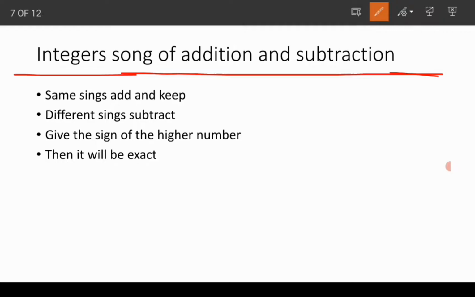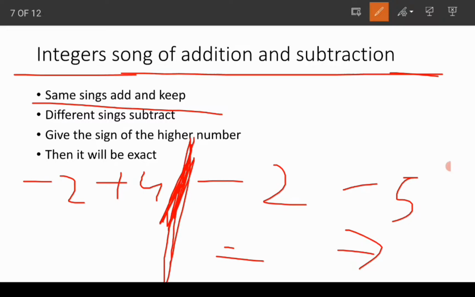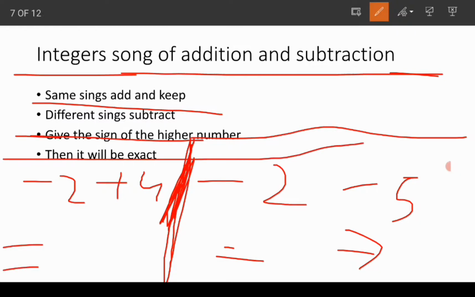Okay, same signs: add and keep. Whenever you see same signs like minus 2, minus 5, you add. Now whenever you see different signs, like minus 2 plus 4, these are two different examples. Okay, keep a line over here. This is a different box and this is a different box. Now don't concentrate on this text. Tell me what will be the answer of minus 2 plus 4. Obviously the answer will be 4 minus 2 equal to 2. The bigger number's sign is plus 4.